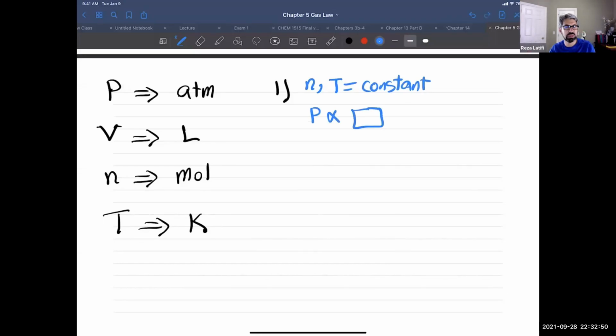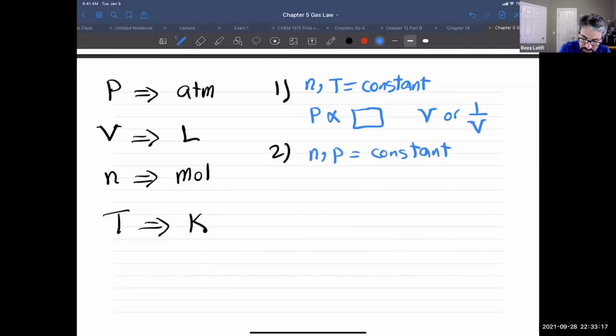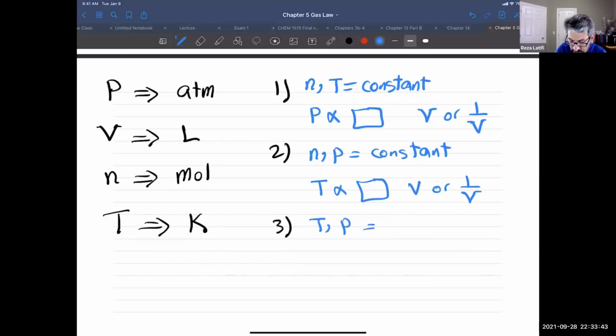Is it indirect, direct connection? We need to assign it. Is it directly connected or inversely? Next one, you keep N and P constant. So you're talking about the connection between temperature and, again, volume. We want to know whether it's direct or indirect. And the third one, this time you keep temperature and pressure constant, and you want to know the relationship between N and volume.